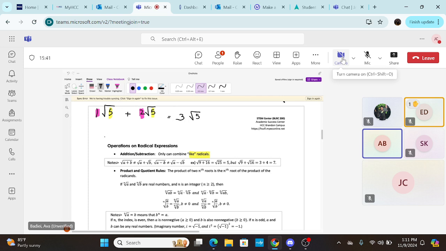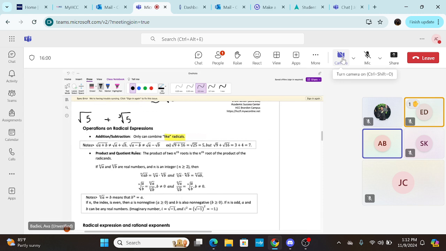Now, if I try to do, let's say, square root of 5 plus a cube root of 5, in this case, you can't really answer it. Why? Because now they don't have the same index. They are not like radicals.